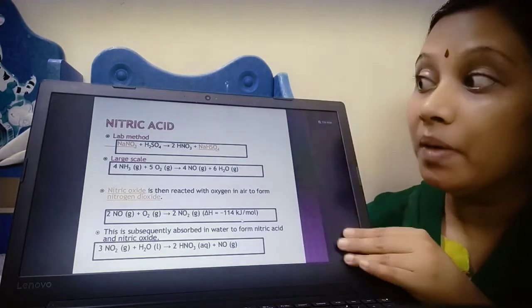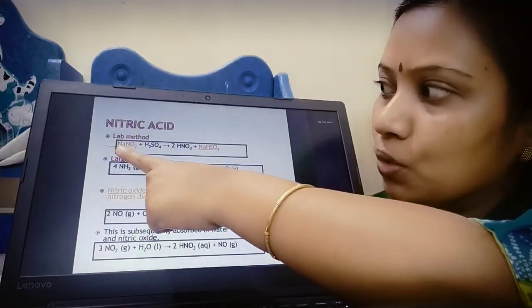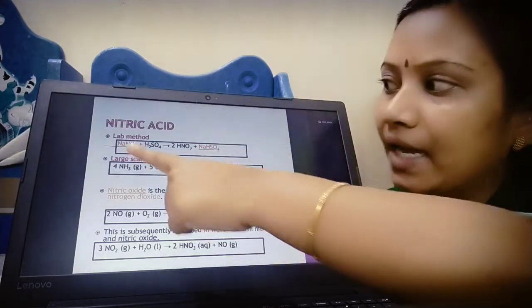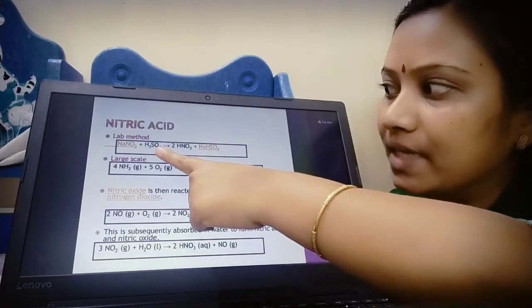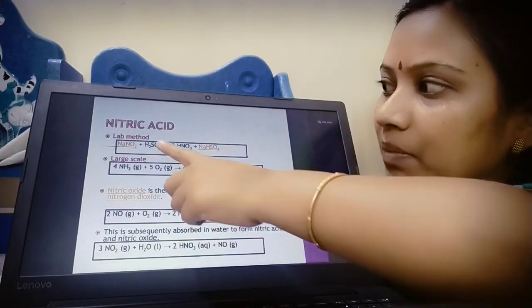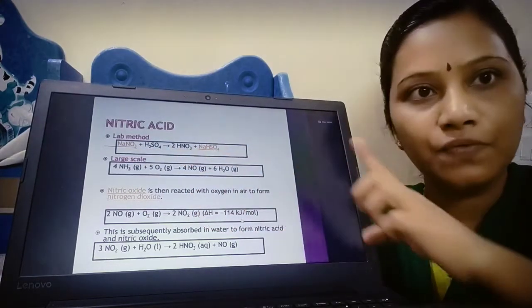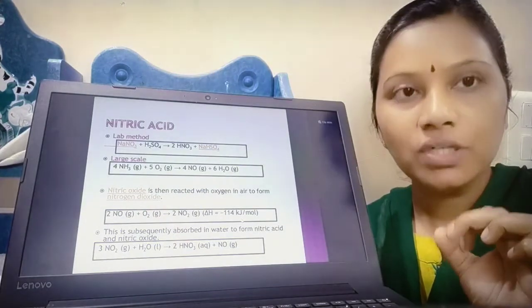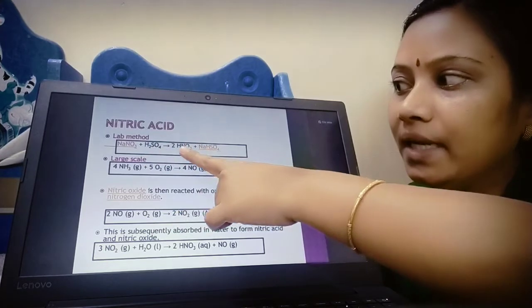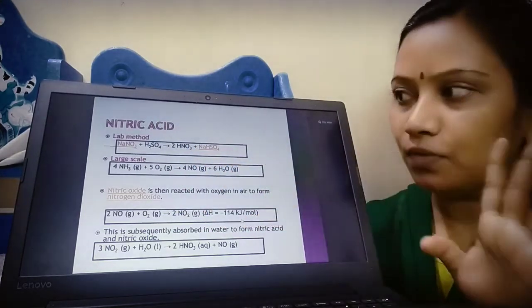Now we are moving to the preparation of nitric acid. In the laboratory, when I add sodium nitrate, NaNO3, along with sulfuric acid, this is a displacement reaction where sulfate goes and attaches with sodium. So sodium bisulfate and nitric acid are formed. So the first laboratory preparation uses sodium nitrate along with sulfuric acid. You will be getting nitric acid, and sodium bisulfate is formed.